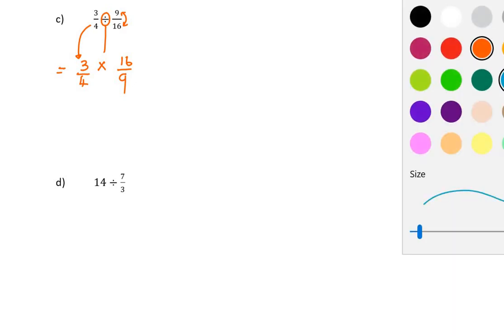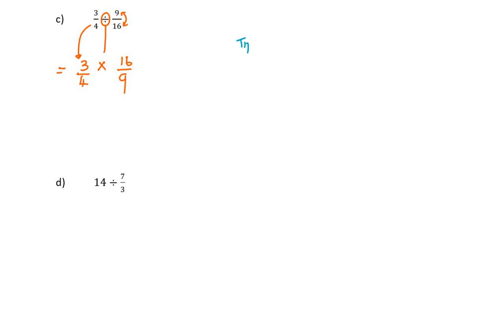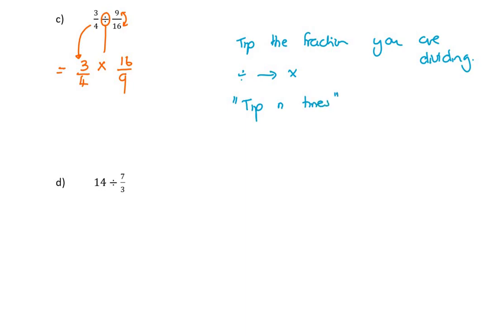So basically you tip the fraction you are dividing by, and then you times. And your division sign changes to times. So when I was at school, we always remembered tip and times was our kind of memory aid. Okay, now you're back to multiplying.